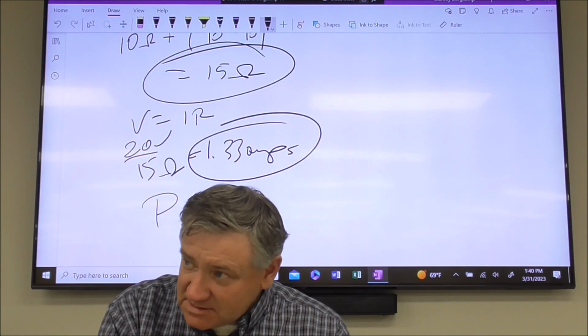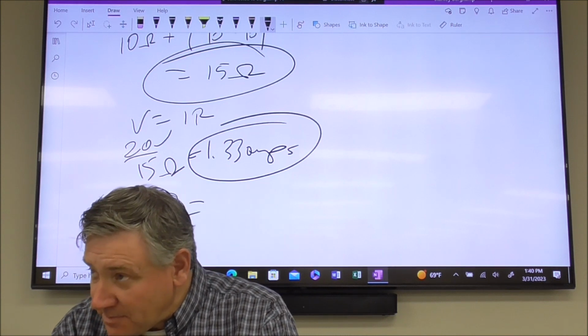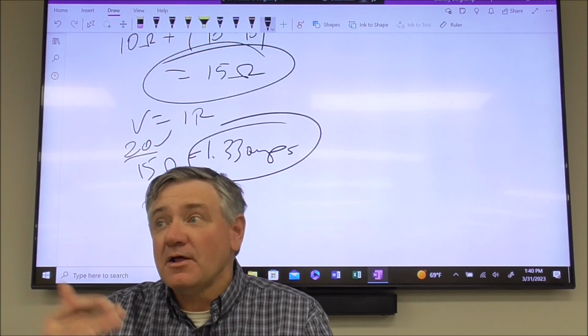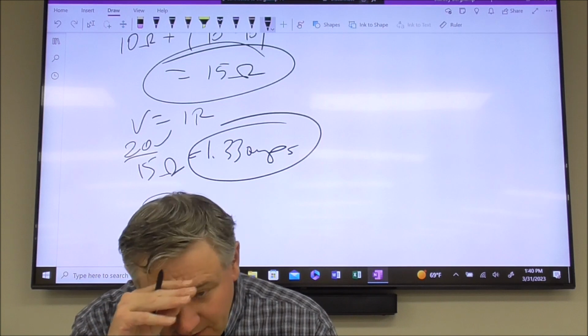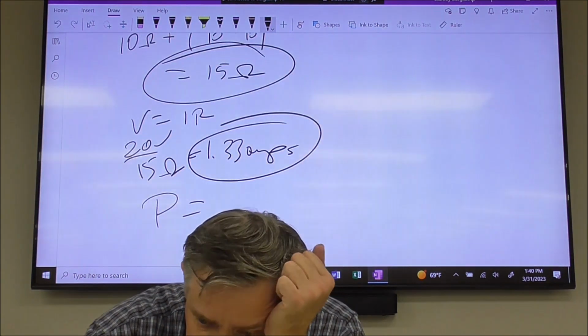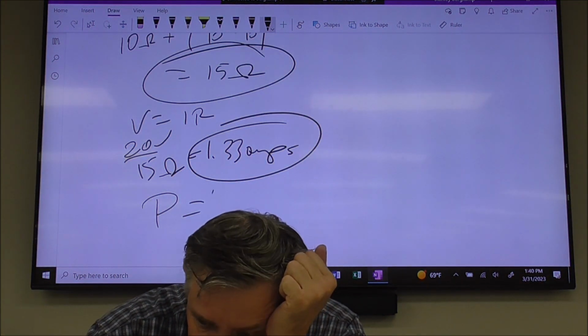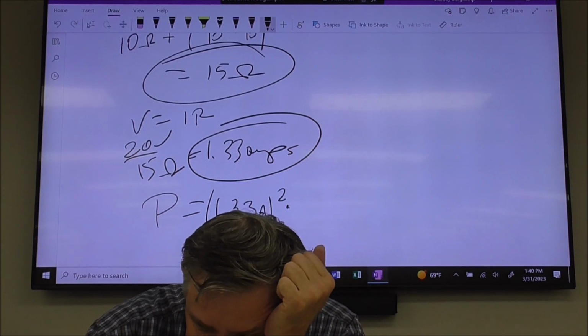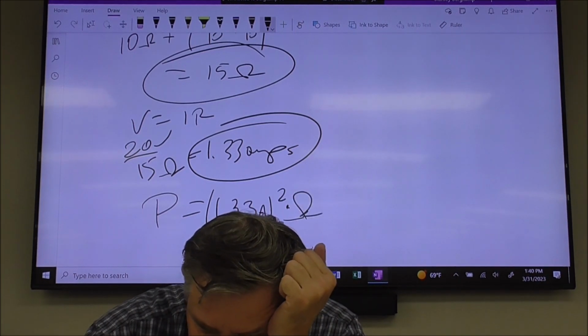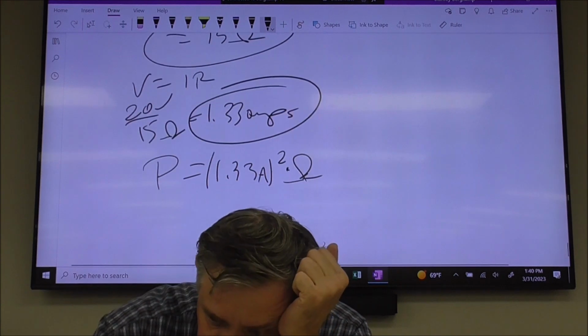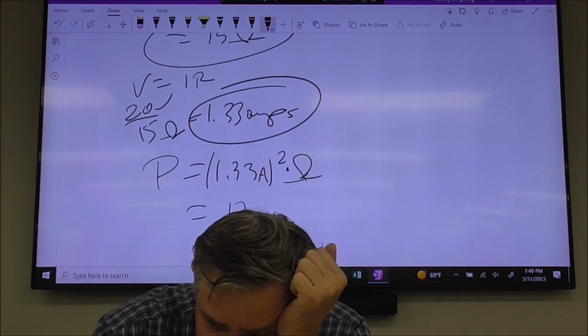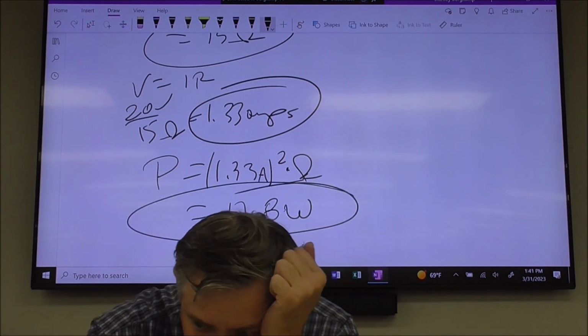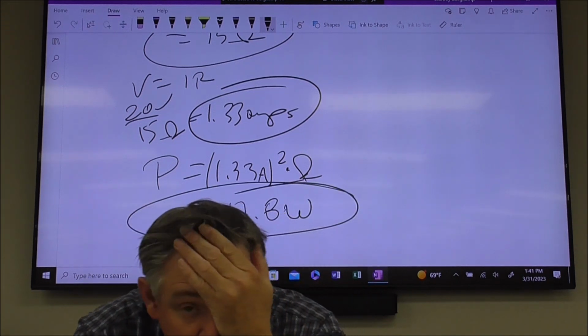You have to stick with a particular method for calculating power. That way it's consistent. So you take the 1.33 amps squared times that resistance of 10 ohms, and you get 17.8 watts. Now, you want to make a comparison.